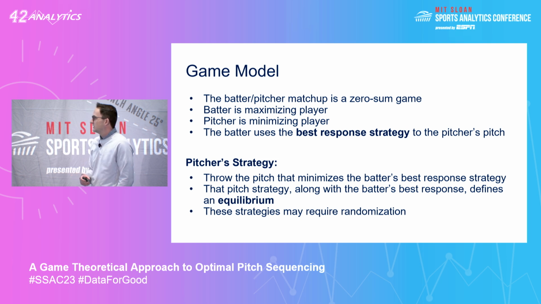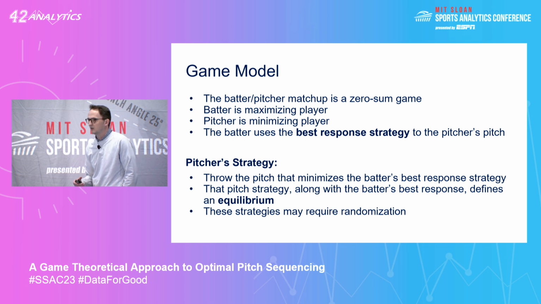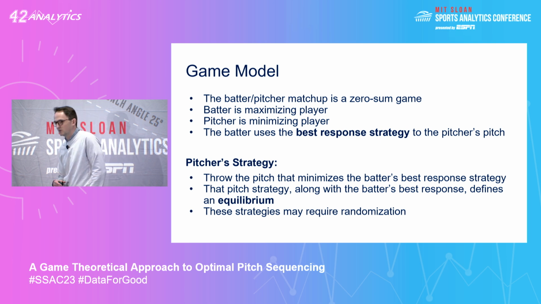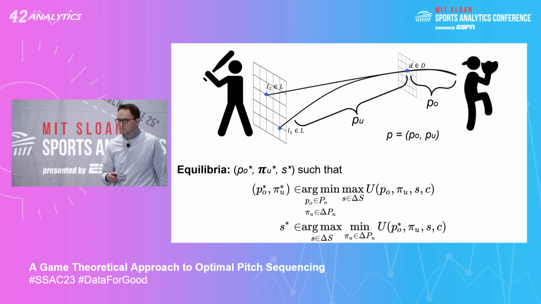Now that we have this set up, we can start to think about how the pitcher should strategize. So given that the batter is going to respond optimally, naturally the pitcher should choose the pitch that's going to minimize the payoff when the batter responds optimally. So the pitcher chooses a pitch to minimize the best response strategy. Once we identify that pitch or that pitching strategy, that strategy along with the batter's best response strategy, together they define what's known as an equilibrium in game theory. And one of the interesting properties of equilibria is that sometimes it requires that you randomize. So why would we need to randomize?